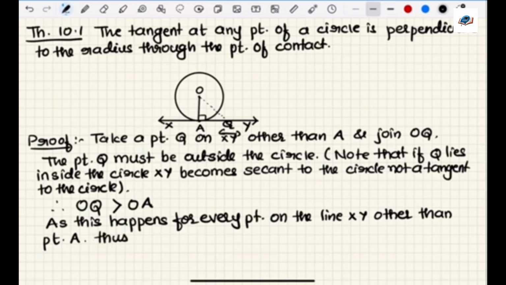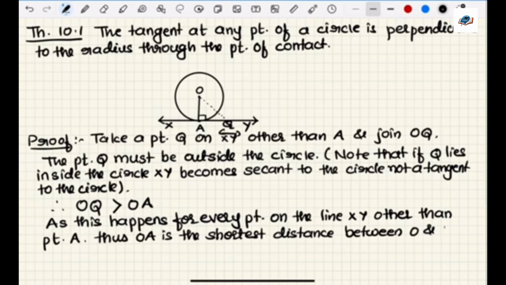Thus, OA is the shortest distance between O and the line XY. Therefore, OA is perpendicular to XY.